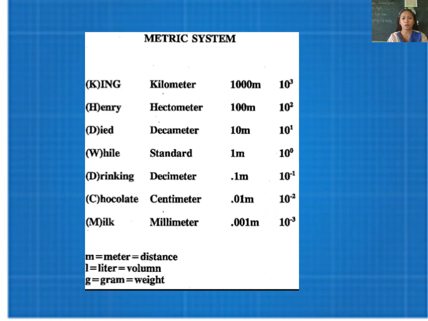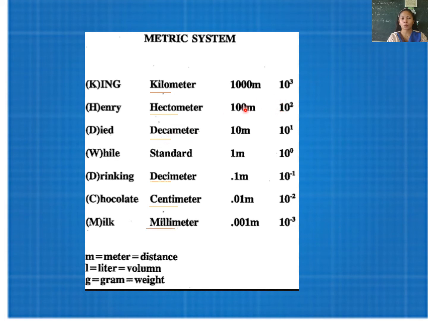So these are now the units for the metric system. We have the prefixes milli, centi, deci, deca, hecto, and kilo. The root word meter is the standard or the base unit for length. So that's 1 meter, that's 10 to the power of 0. If you multiply 10 to your base unit, it's 10 m, or 10 to the power of 1. That is decameter. The prefix deca means 10.